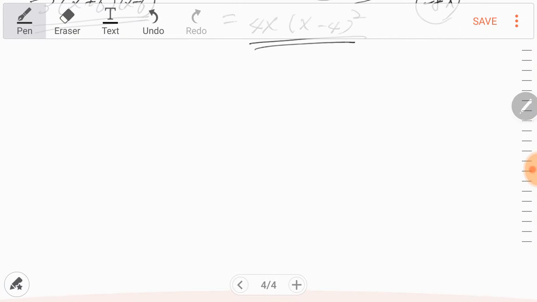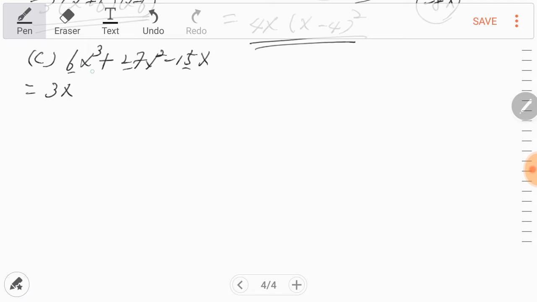Okay, let's try letter C. Letter C is 6x cubed plus 27x squared minus 15x. Same thing, this one has a common factor, 3x. 3 can divide each number, and there's a variable x. So factor out 3x, then 2x squared plus 9x minus 5, since 3 times 5 is 15. The parentheses contain a trinomial, so we can try to find factors.